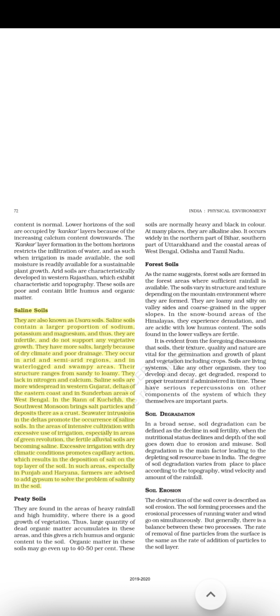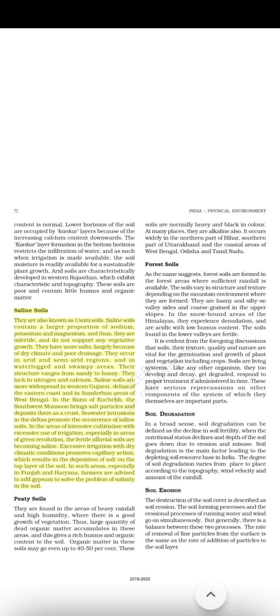Their structure ranges from sandy to loamy. They lack in nitrogen and calcium. Saline soils are more widespread in western Gujarat, deltas of the eastern coast, and in Sundarban areas of West Bengal. In the Rann of Kutch, the southwest monsoon brings salt particles and deposits them there as a crust. Seawater intrusions in the deltas promote the occurrence of saline soils.